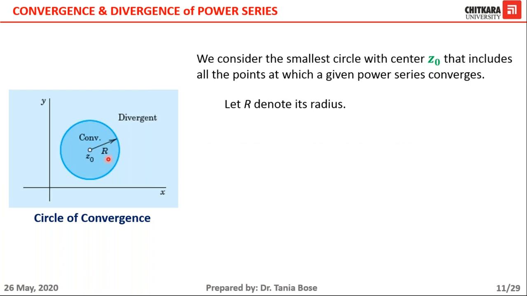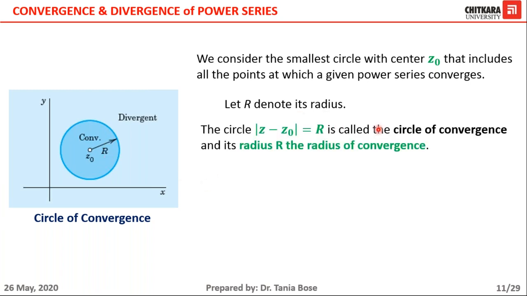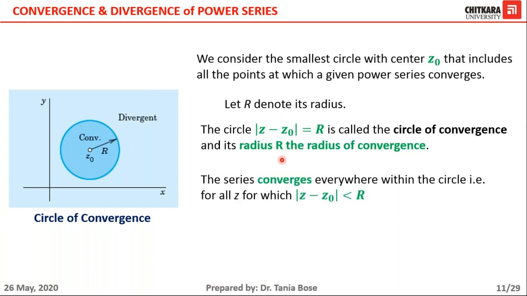Just for now, remember that the circle of convergence is given by mod z minus z naught equal to r, where z naught is called the center of convergence and r is called the radius of convergence. Whenever mod z minus z naught is less than r, the power series will always converge. And whenever mod z minus z naught is greater than r, the power series will always diverge, right?